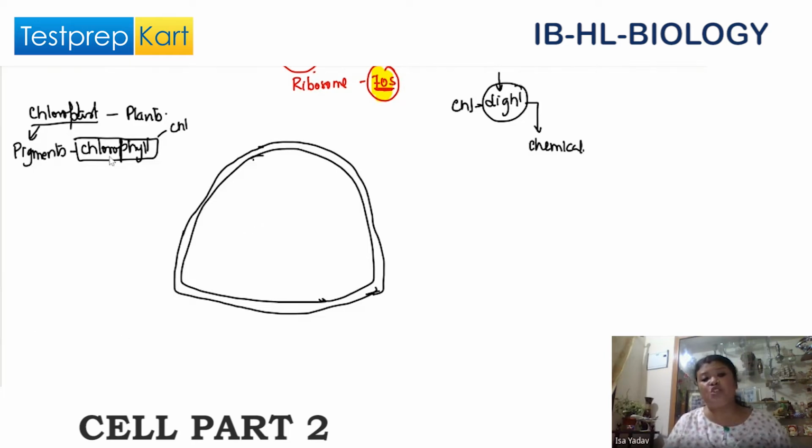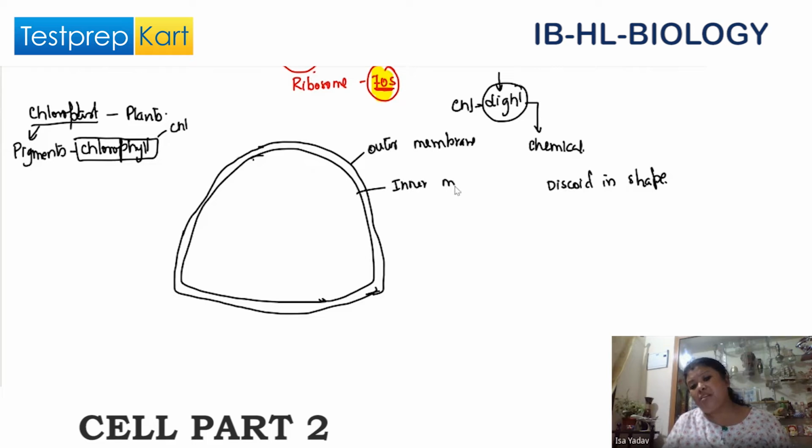The chloroplast, you can see, is discoid in shape. This is the common shape, disc-like. There is an outer membrane, and we have an inner membrane. See this nicely, because in one of your syllabus, you also have to study the endosymbiotic theory. That's why I'm showing you the structure of chloroplast.